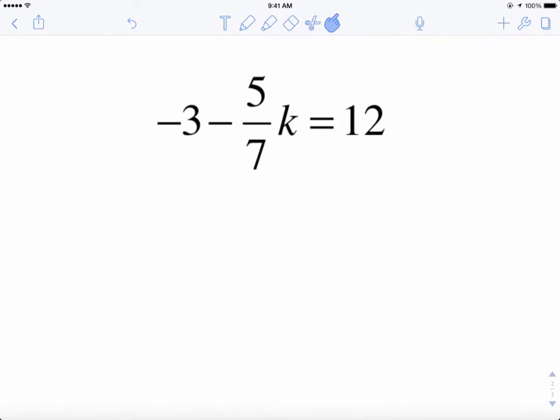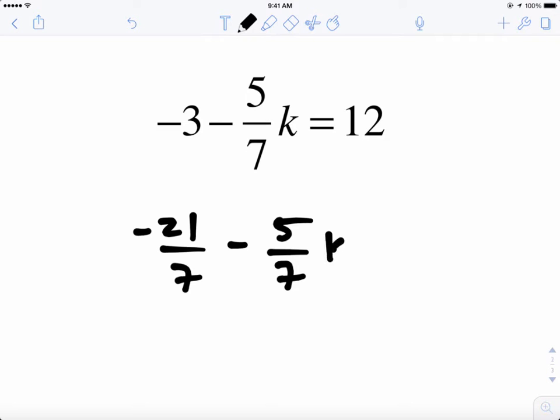Clearing fractions means, we have a fraction here, and we've got 2 integers here as well. And you know what? Fractions and integers just don't always play so well together. So what we like to do is create a new equation in which there are no fractions at all. And one way to do that is as such. What I first do is write all of the terms as fractions, all having 7 as their denominator. So I might write this as negative 21 over 7 minus 5/7 times k equals 84 over 7.